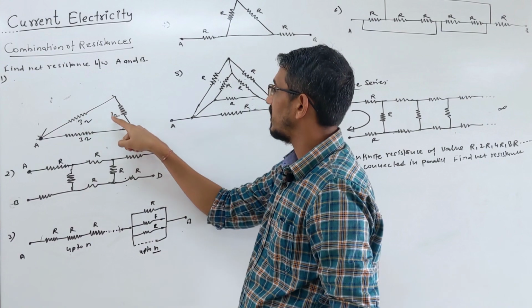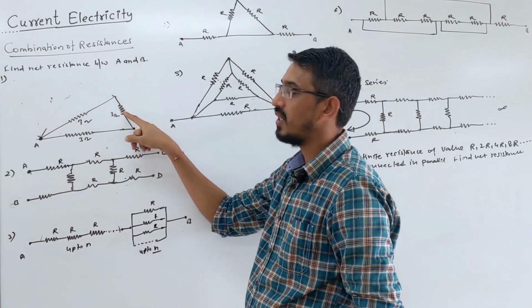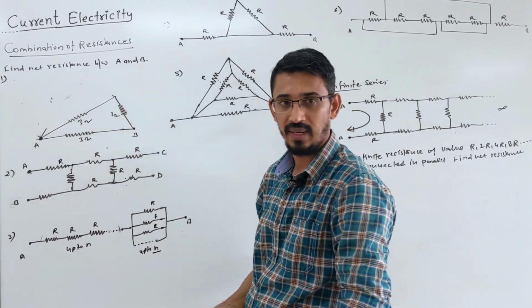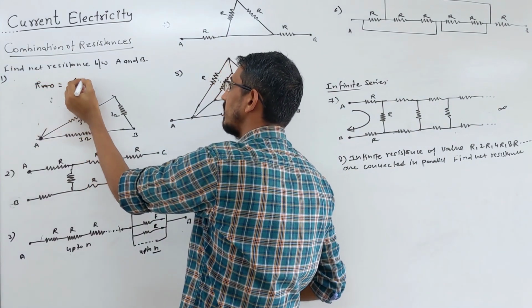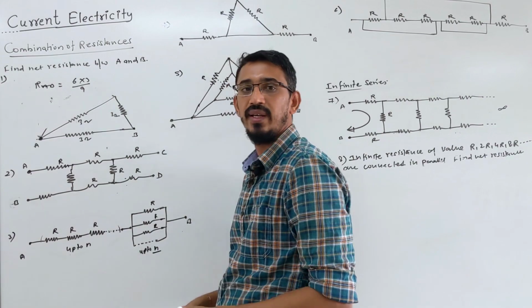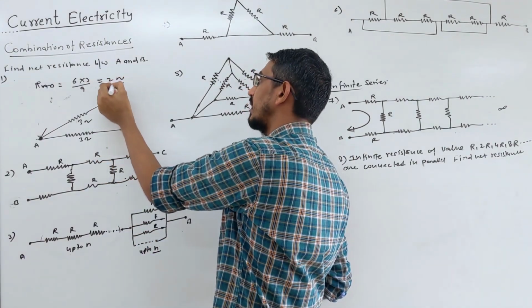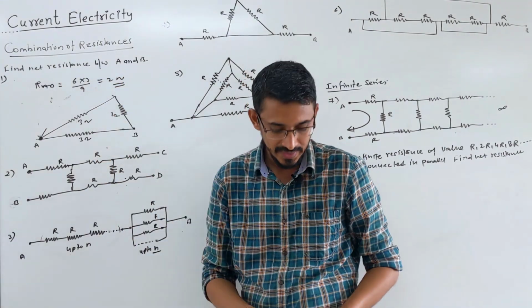Now this 3 ohm and this 3 ohm are again in series, 6, and this 6 and this 3 are in parallel. So the net resistance, if you want to write RAB, is 6 into 3 upon 6 plus 3, which is 18 by 9, which is 2 ohm. That's your net answer, right? Series and parallel.